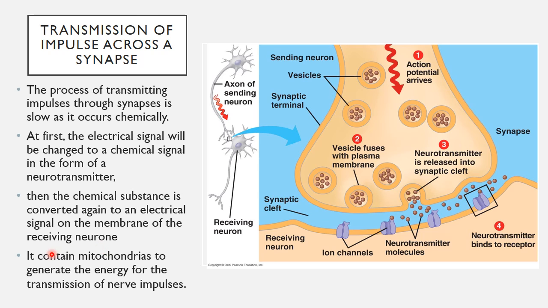It contains mitochondria to generate the energy for the transmission of nerve impulses. So here mitochondria plays an important role in generating energy needed to transmit nerve impulses.